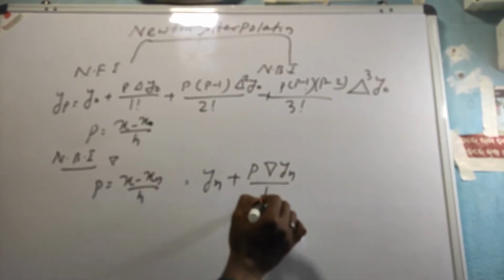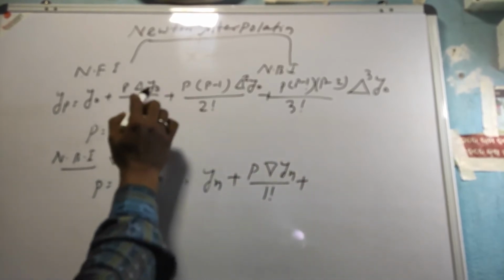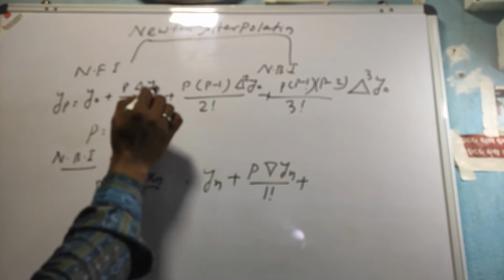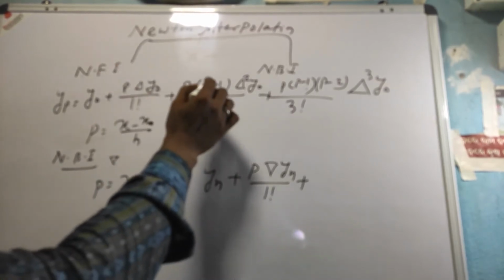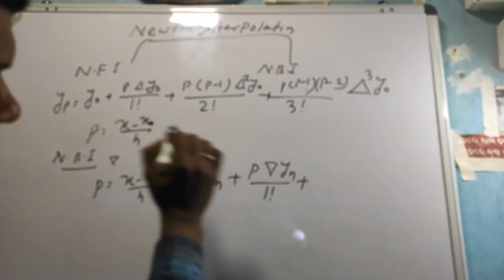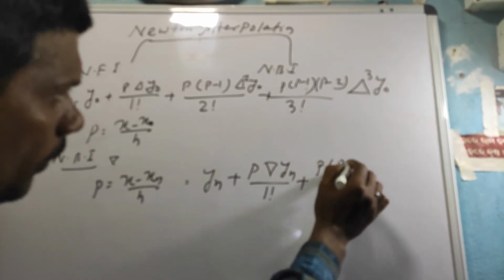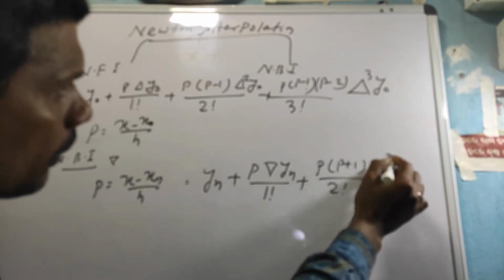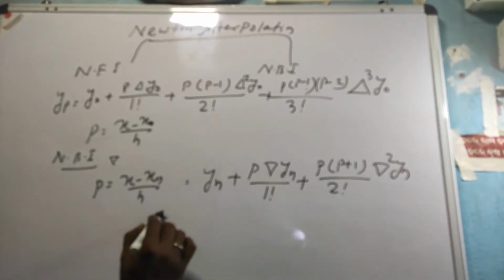So in case of backward, only this symbol will change, and y0 becomes yn. In forward it is positive, and in backward interpolation we can write it as that is p into p plus 1 by 2 factorial, that is del square yn, and it is easy to remember.